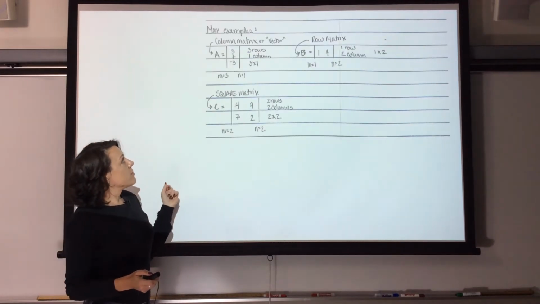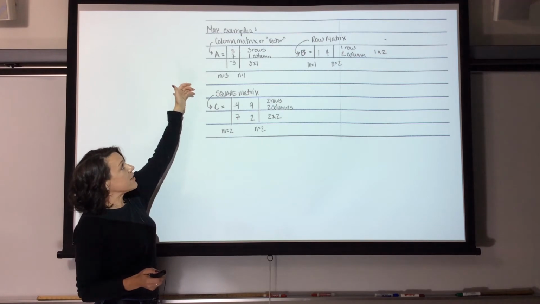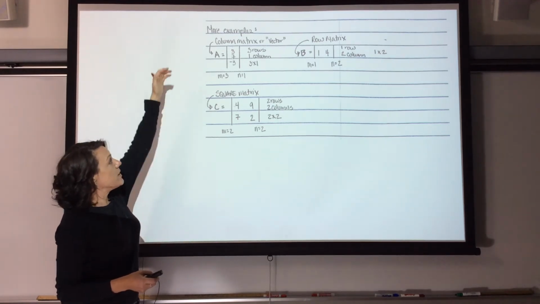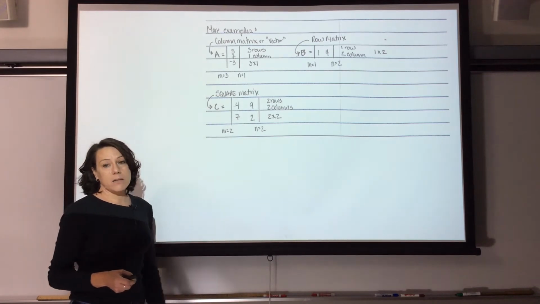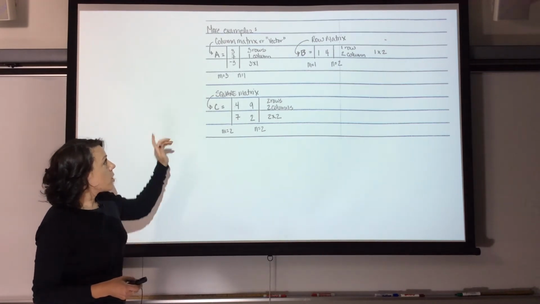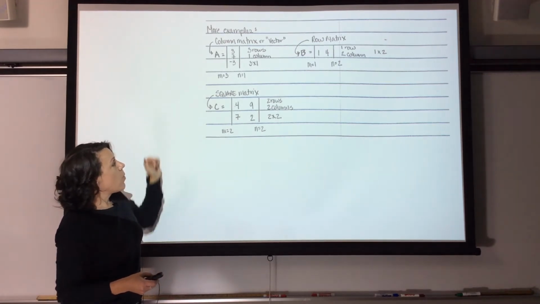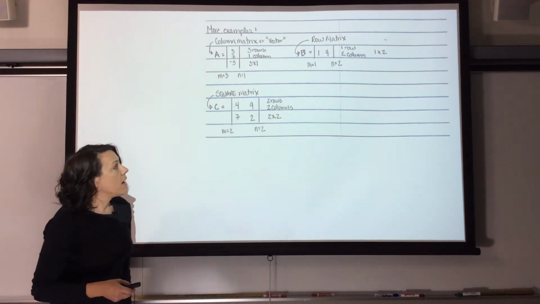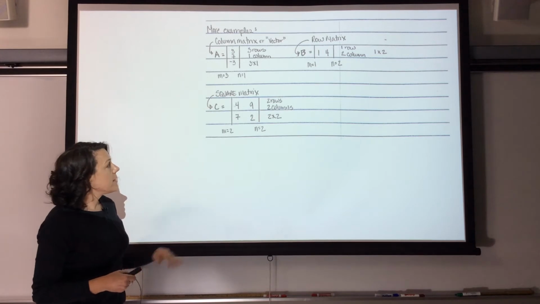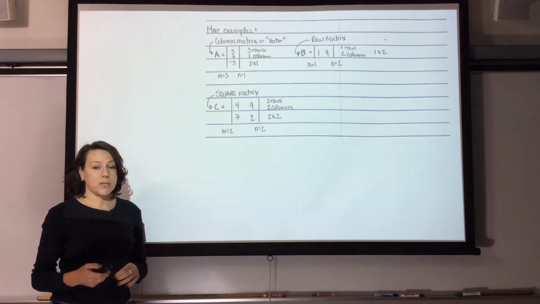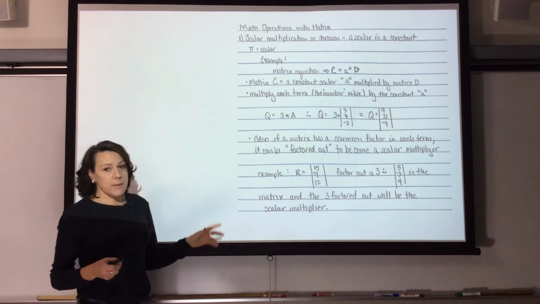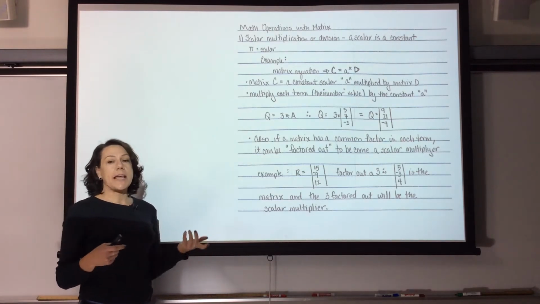Now, here's some more examples. You have a single column matrix, which is also known as a vector. It's written in the column format, so there's 3 rows, 1 column. You have a row matrix where you have 1 row, 2 columns, and then you have the square where it's 2 by 2. Okay.